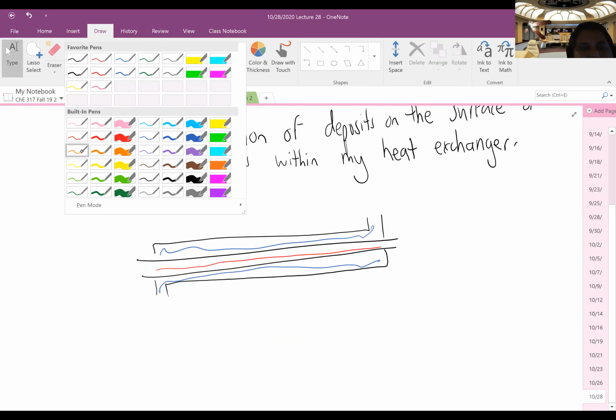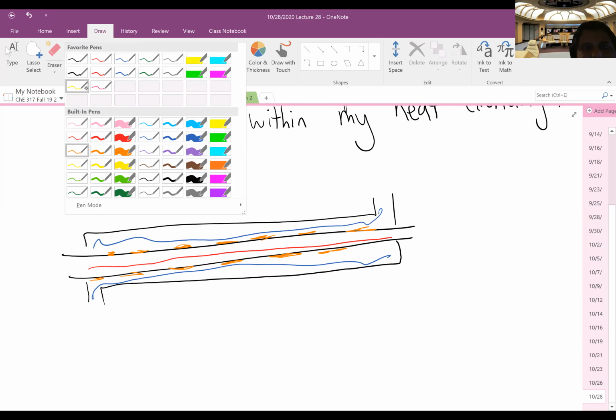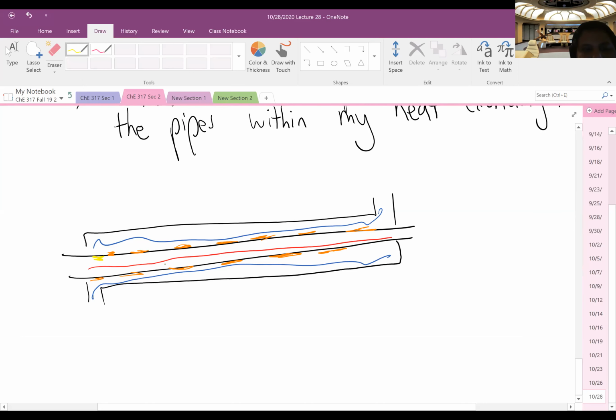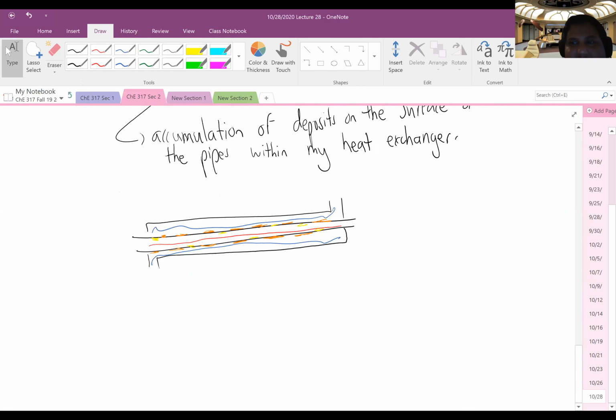In addition to having the resistances I've identified, if I start to see the accumulation of deposits on the tube surface, and it can happen both on the outside and on the inside, I can have fouling on either side of my tube. But you can see how that's going to influence my ability to have heat transfer in my heat exchanger. Right? And so what it ends up with is I have another heat transfer resistance that I have to consider.